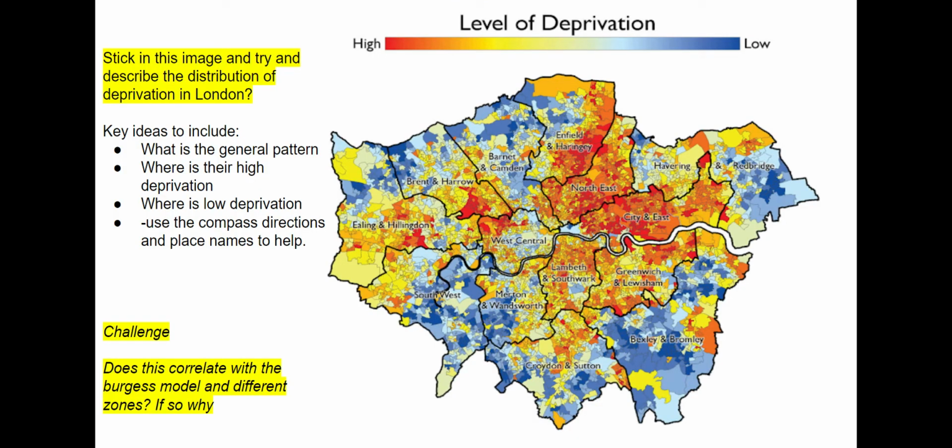Okay, so we want to think about what this looks like across London. So you've got a map here of deprivation in London, and I'd like you to stick this in and try to describe the pattern of distribution. Okay, so I've given you some key ideas to include there, and once you've finished, you could try to consider how does this match or correlate with the Burgess model, the different zones we were looking at a couple of lessons ago.